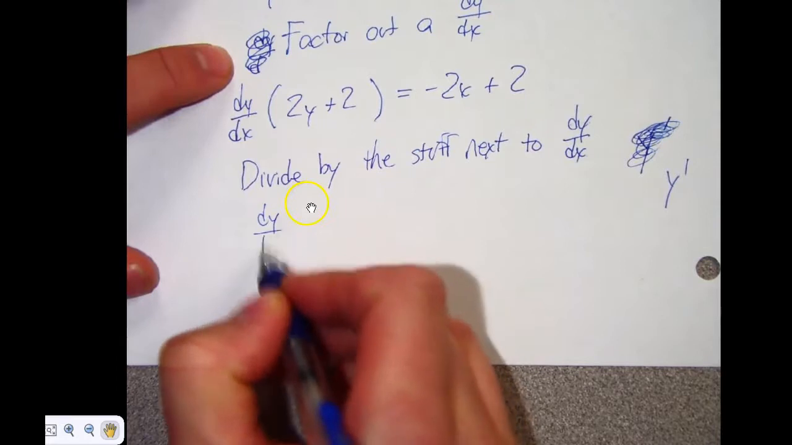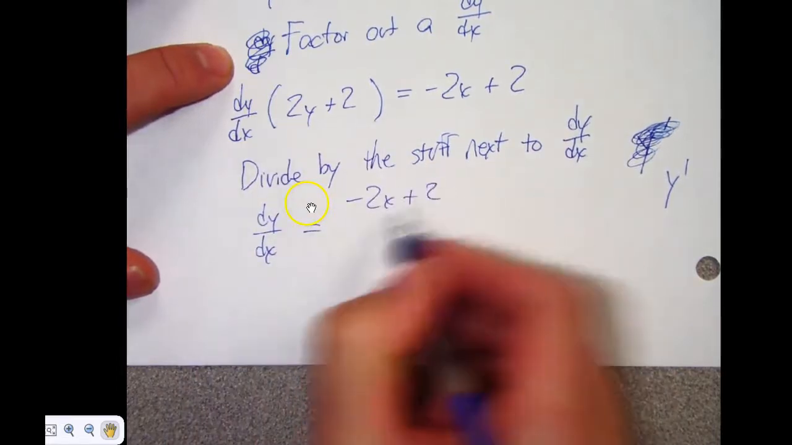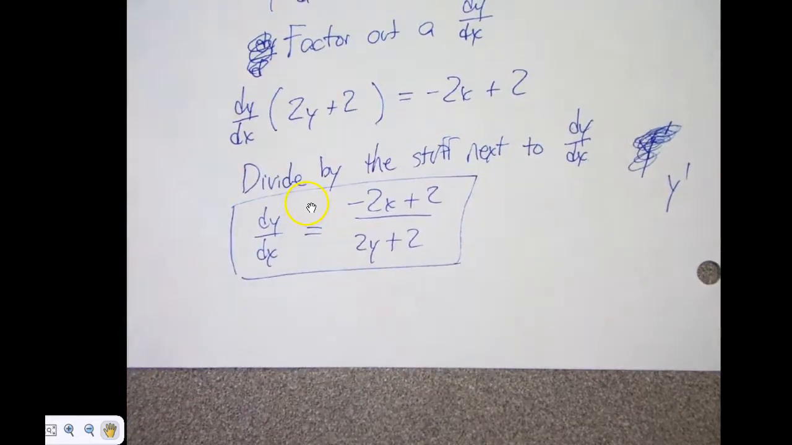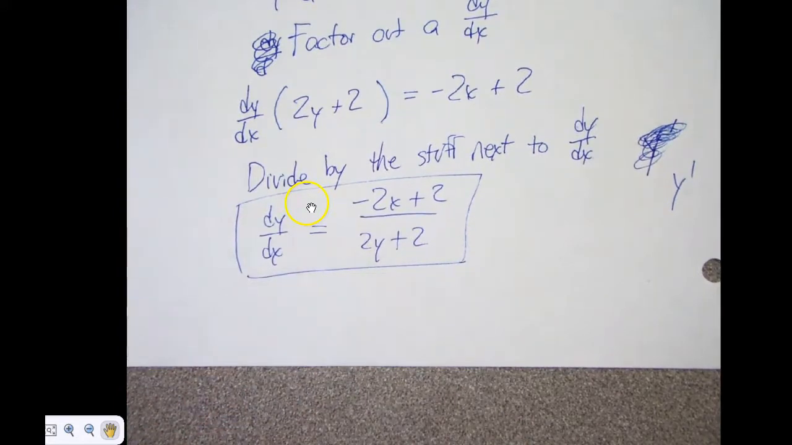So anyway, I'm going to divide by the 2y plus 2, and I will end up with this, and that is my derivative. dy dx means derivative. It says the derivative equals this, and that's my derivative.